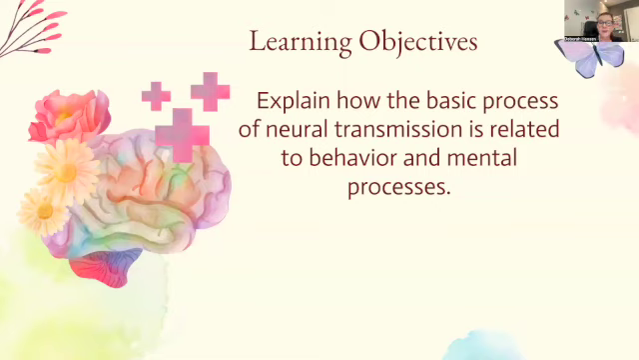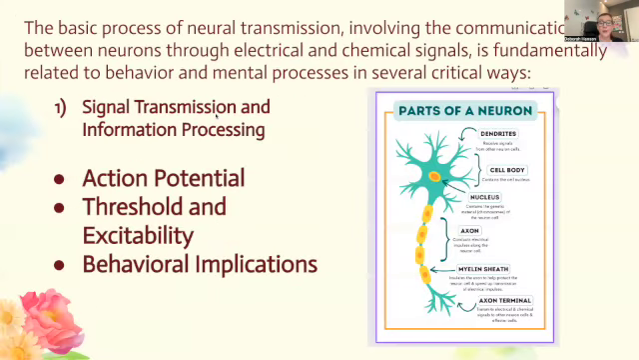Okay, so now let's look at the second CED question in 1.3. Explain how the basic process of neural transmission is related to behavior and mental processes. To understand neural transmission, we need to understand how neurons communicate. Neurons use both electrical and chemical signals to send messages. So let's break that down.